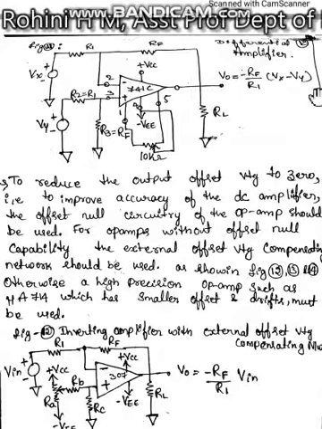So that is the inverting amplifier with an external offset compensating network. To reduce the output offset voltage to 0, in order to improve the accuracy of the DC amplifier, the offset null circuitry of the op-amp should be used for op-amps.